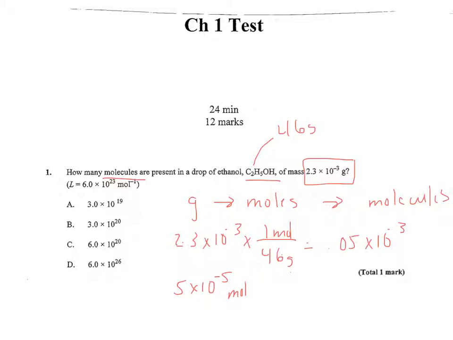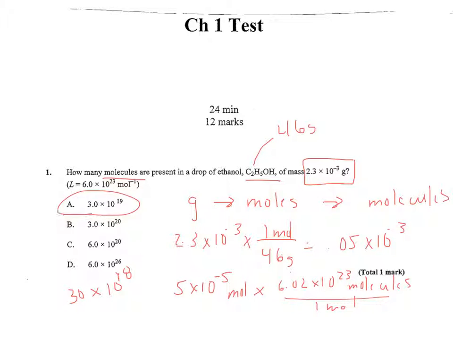So I've gotten step 1 done, and now to get to molecules, I take 6.02 times 10 to the 23rd molecules per mole, and 5 times 6 is going to be 30. So this is 30, and then my minus 5 and my 23, 10 to the 18th, which is really 3.0 times 10 to the 19th.